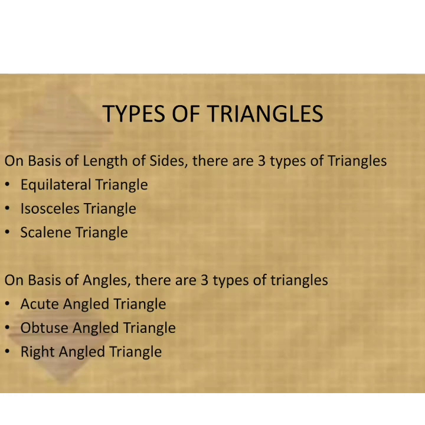Types of triangles. Types of triangle on the basis of sides. There are three types of triangle: equilateral, isosceles, scalene.